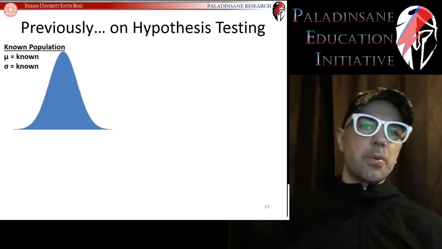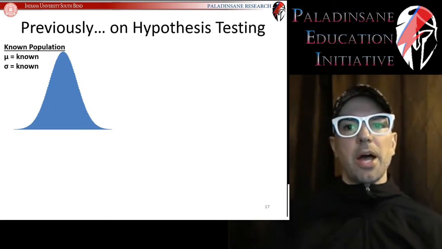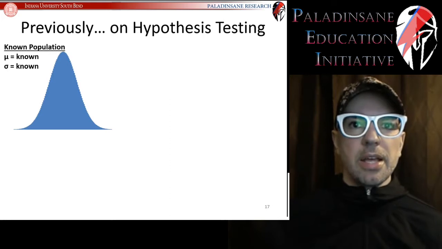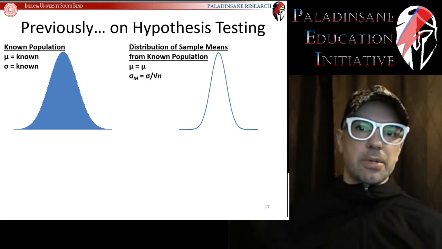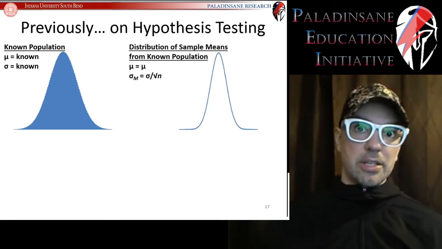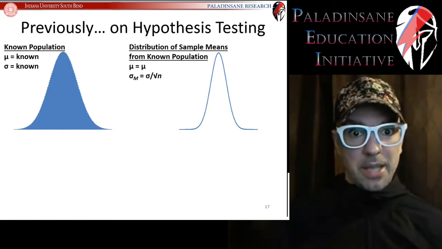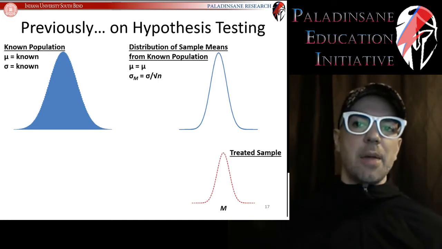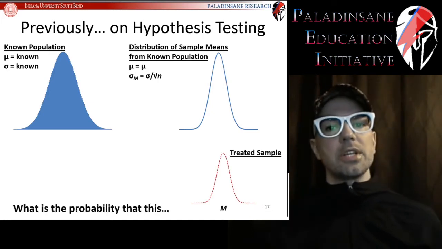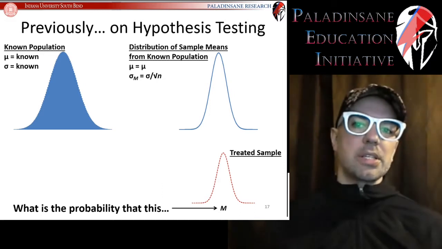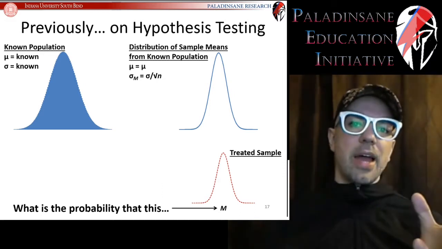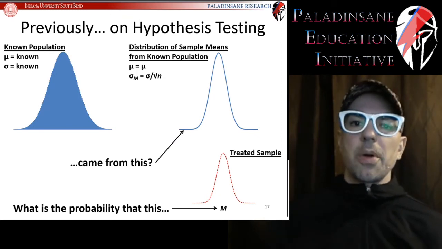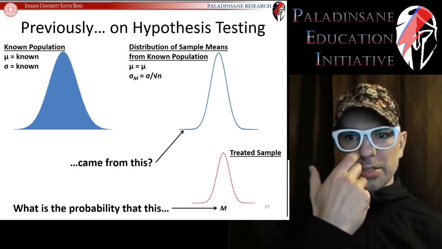So all of our previous hypothesis tests dealt with a population that we knew the mean for and we knew the standard deviation of. And from that, in chapter 6, we learned how to calculate the comparison distribution, your distribution of sample means from your known population. And from that, we would take a sample, we would treat it, and then we would discover for that treated sample mean, what's the probability that it actually still came from the distribution of sample means? What's the probability that it still belonged to that distribution?